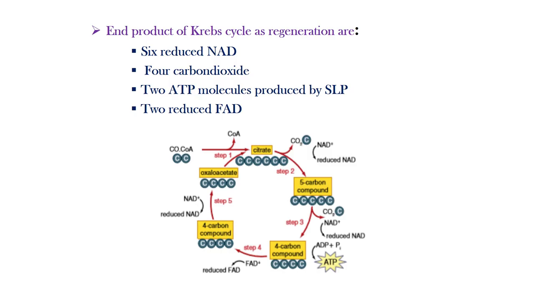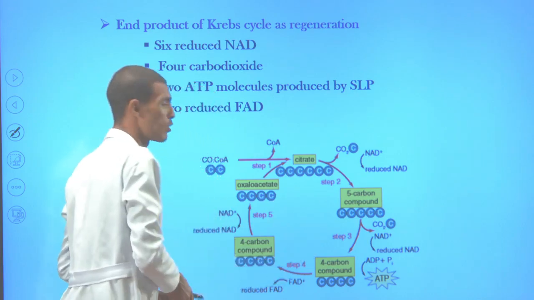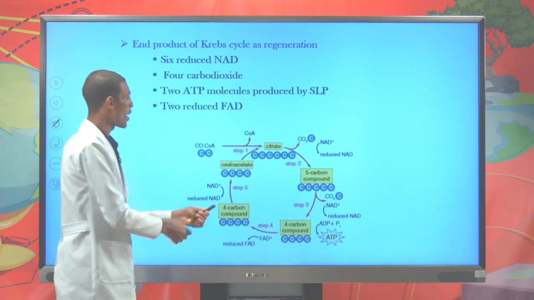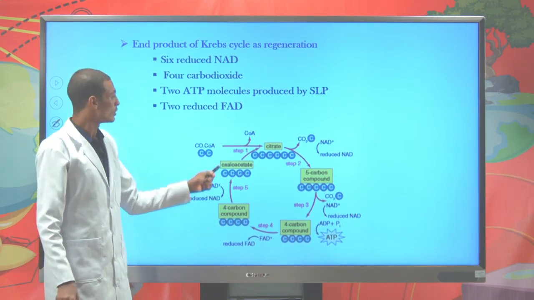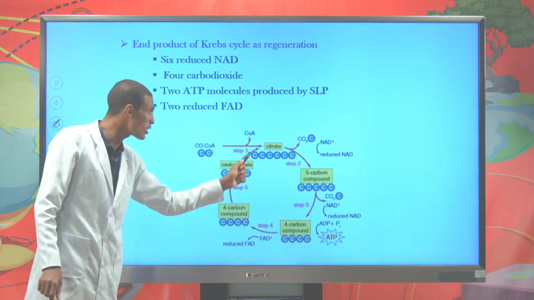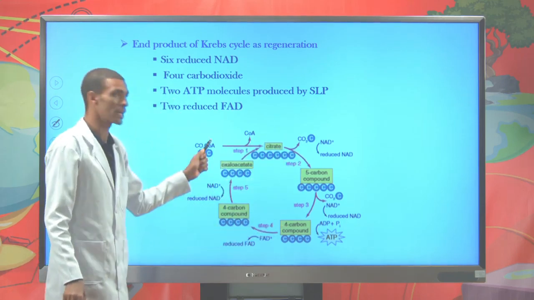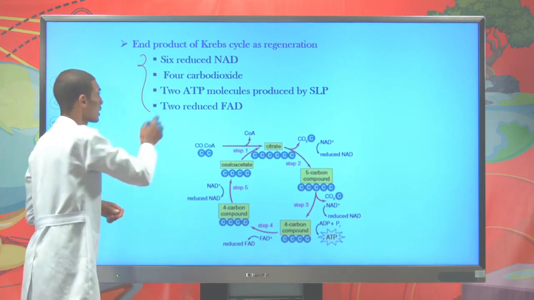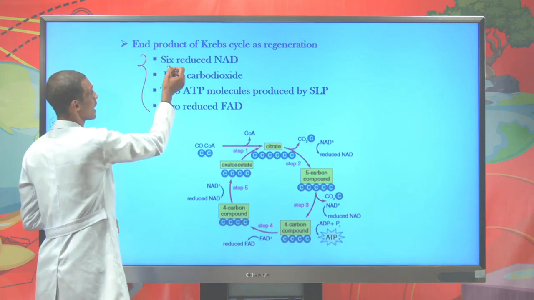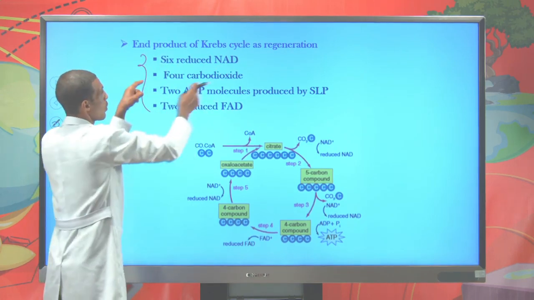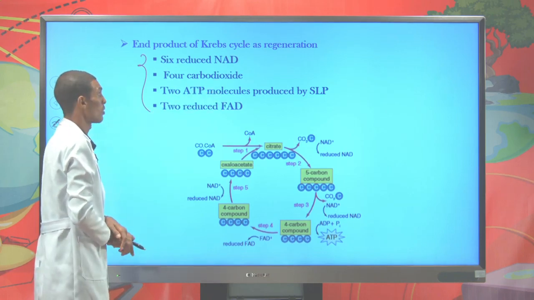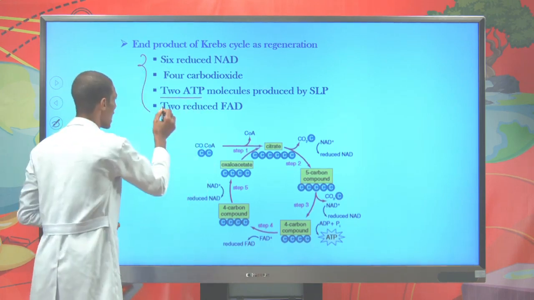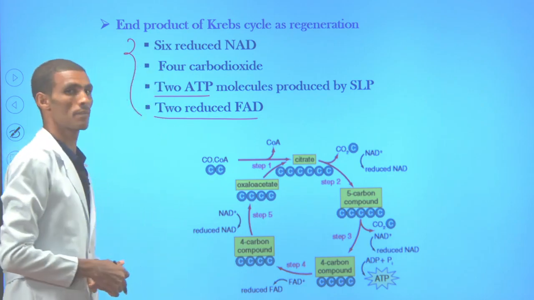Then the 5 carbon compound is further decarboxylated into a 4 carbon compound, which produces FAD, with further decarboxylation. It regenerates itself to the original compound that reacts with acetyl-CoA to start the process again. Within 2 cycles, these products are produced. So generally, in the Krebs cycle, we end up with 6 reduced NAD, decarboxylation of 4 carbon dioxide, net 2 ATP, and 2 reduced FAD.